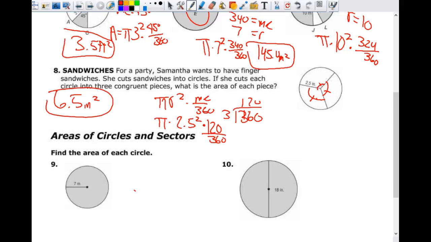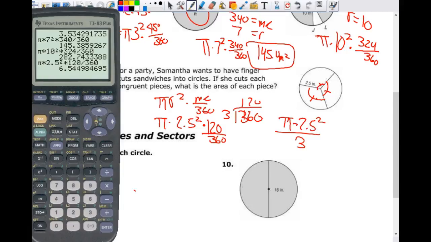Okay, we know we have 3 congruent parts, correct? So why don't we find the area of the circle and divide it by 3, because there's 3 congruent parts. So if we find the area, which is pi r squared, so pi times 2.5 squared, if we divide this by 3, we'll find the area of each one. Pi times 2.5 squared divided by 3, and same answer.